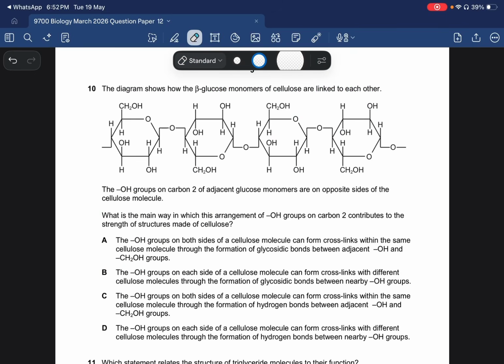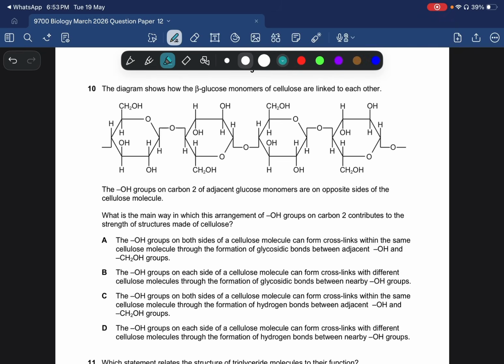All right, now let's look at question number 10. The diagram shows how the beta glucose monomers of cellulose are linked to each other. The OH groups on carbon number 2. What's carbon number 2? Whenever you're numbering the carbon atoms in a beta glucose molecule, this is how you number. This is 1. Always start with the one just below the oxygen. So this is 1, 2, 3, 4, 5, and 6. But also remember, in cellulose, every second beta glucose is inverted 180 degrees. So basically, this right here is going to be the one. So this is 1, 2, 3, 4.